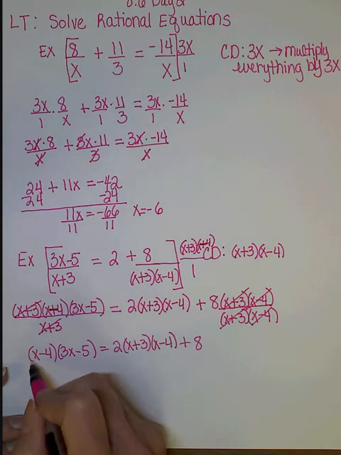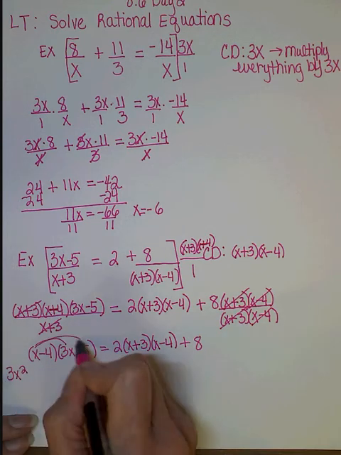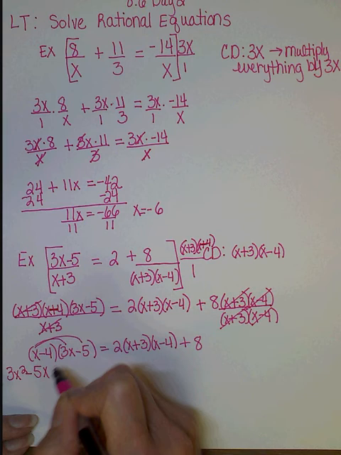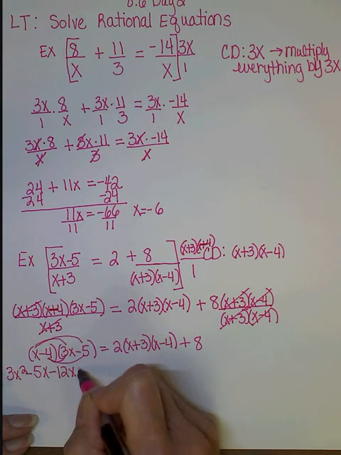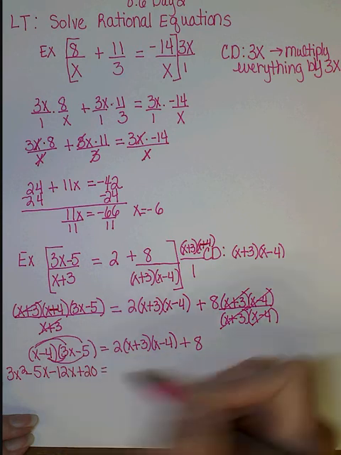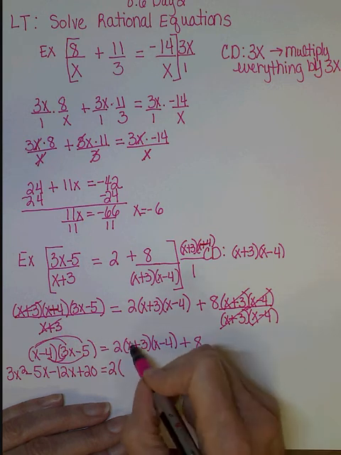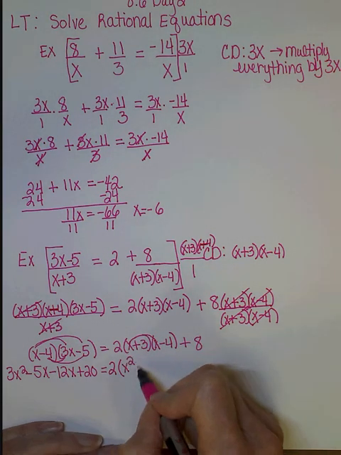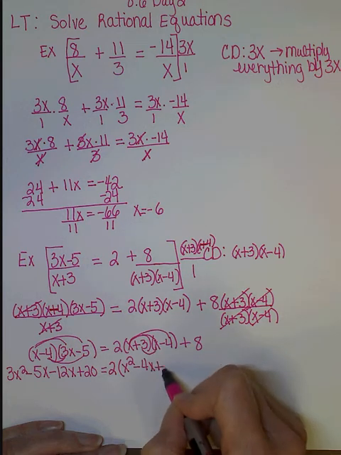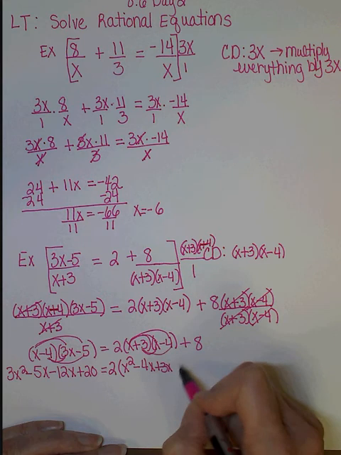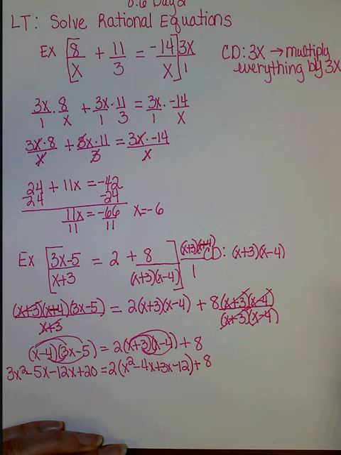Okay, so now we're going to multiply everything out. So I'd get 3x squared minus 5x minus 12x plus 20. Now, let's leave this 2 until the end, and then let's multiply this out. X squared minus 4x plus 3x minus 12. And then close your parentheses, plus 8.